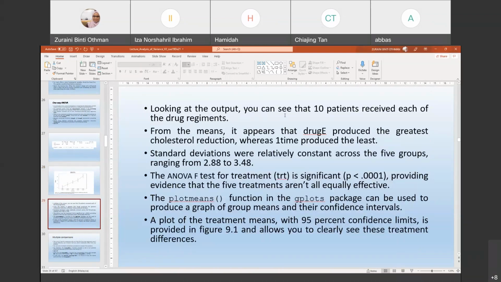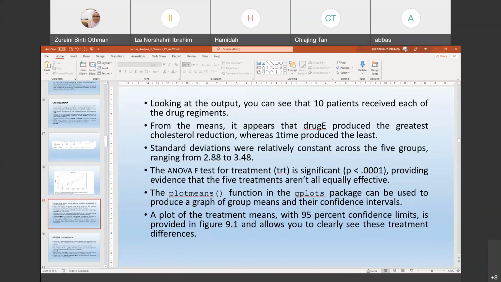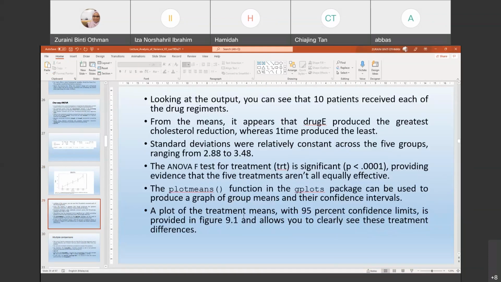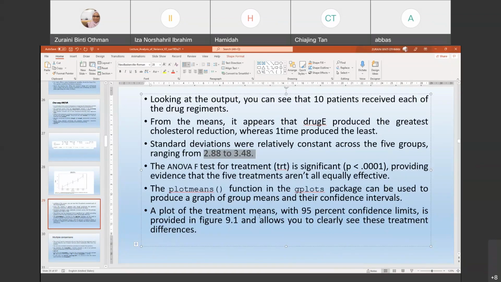Looking at the output, you can see that 10 patients receive each of the drug regimens from the means. This is what we discussed about the output just now. This is the plot mean, already discussed. And this is the standard deviation between these points. And we found that our Anova test is significant, less than 0.001. This is the plot mean function.